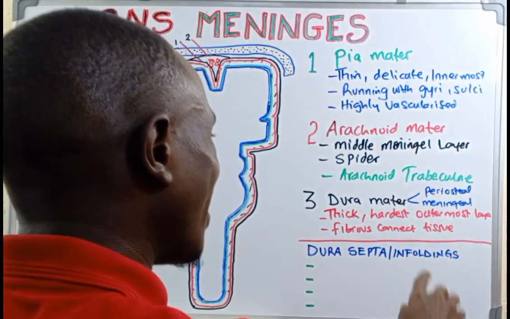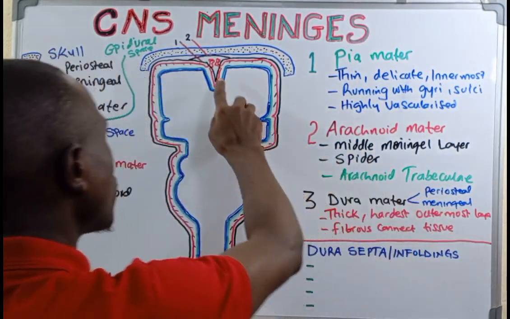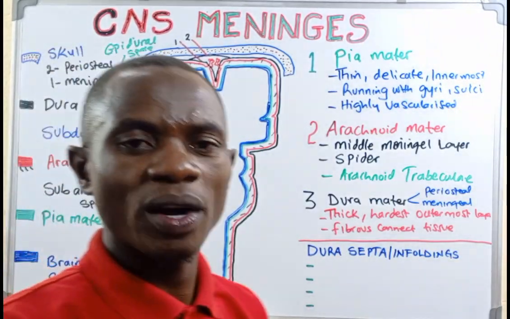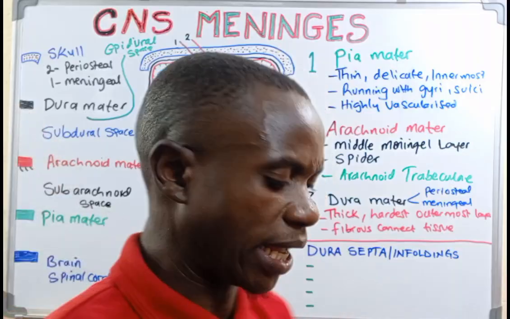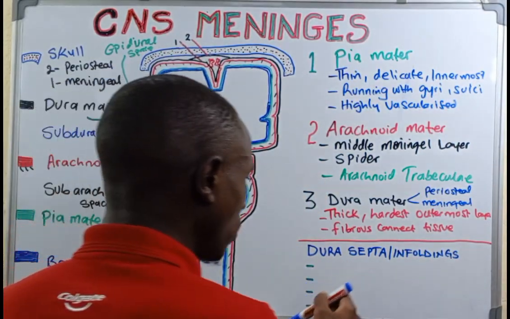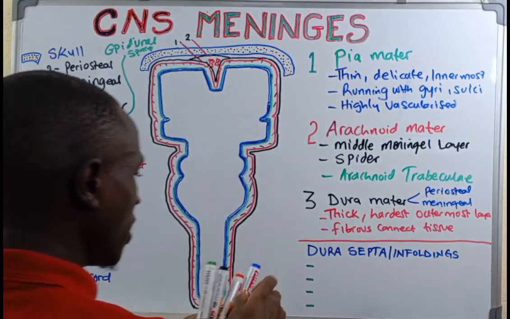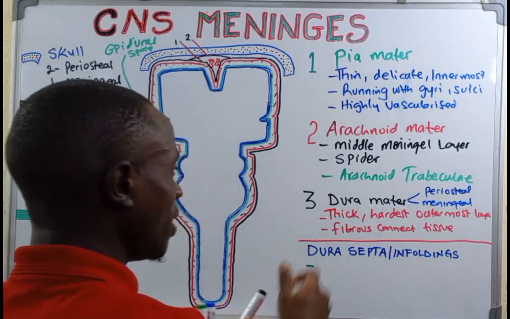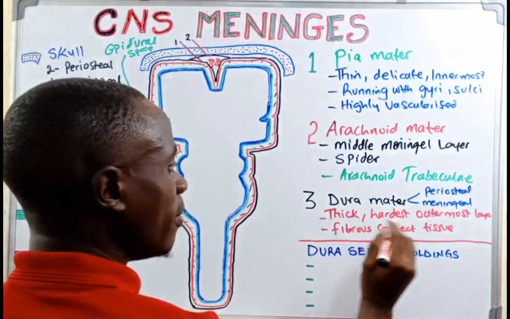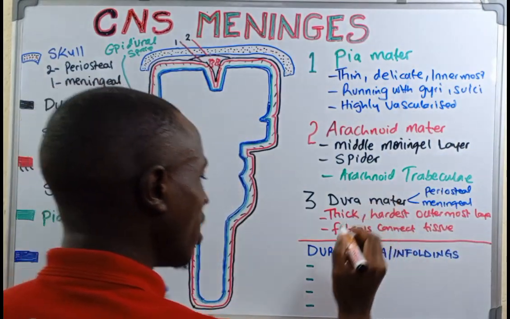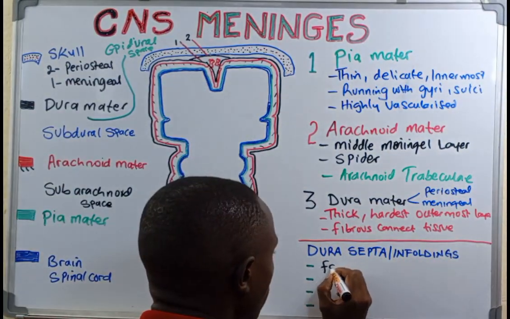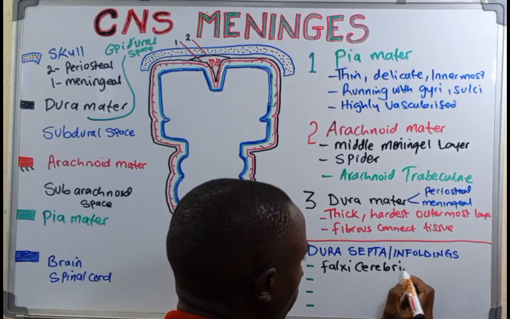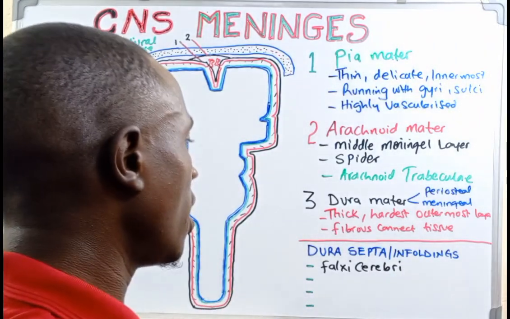Now, the dura infolding which is created here in the longitudinal fissure is what we call the falx cerebri. So you have the dura septa, the infoldings, and we have said that the one in the longitudinal fissure, formed by the meningeal layer of the dura mater, is the falx cerebri. Okay, super very important.